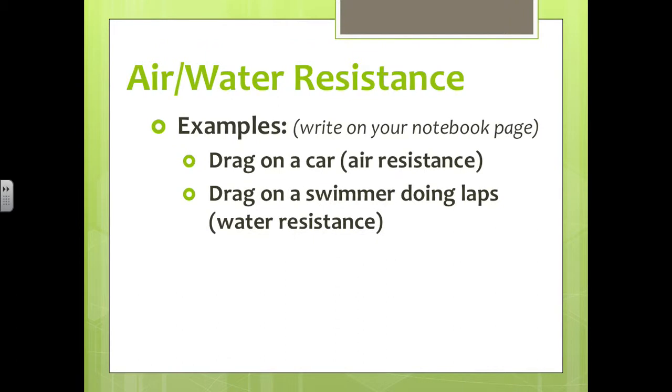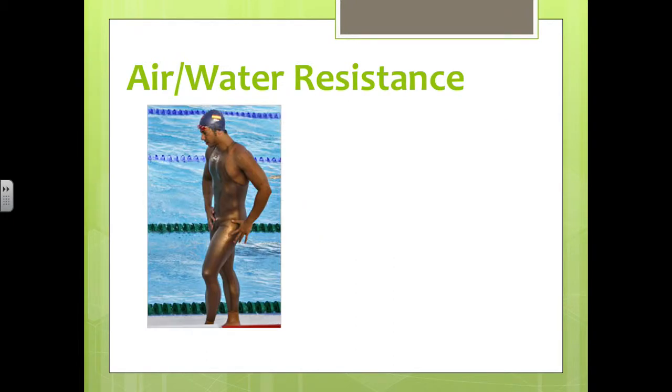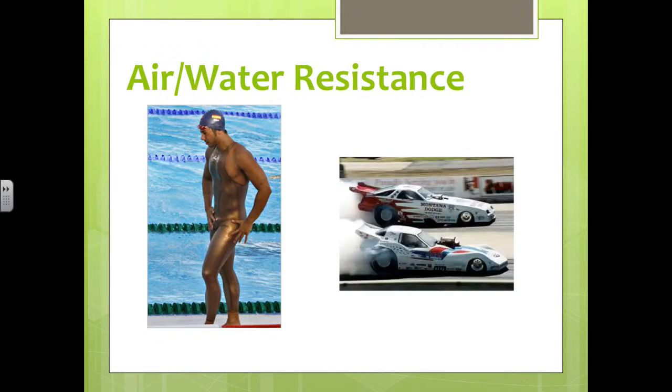Now, drag on a car, that's just air resistance. Drag on a swimmer doing laps, that's water resistance. As you're moving forward in the air and the water, you have all those particles that are bouncing into you. Now, if you take a look at this, the swimsuit is designed to reduce water resistance. It's designed to be very sleek, and the cap is also worn just to prevent drag. You want as small an amount of drag as possible if you are a swimmer.